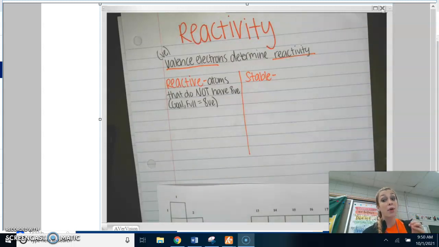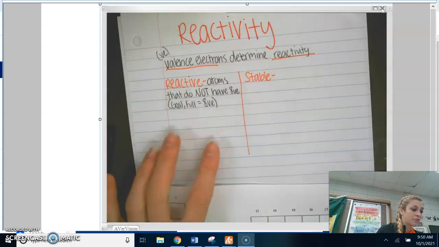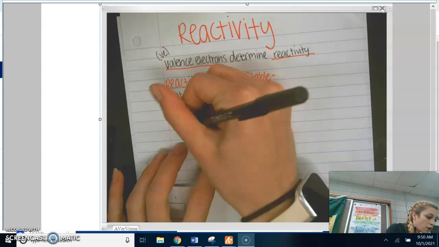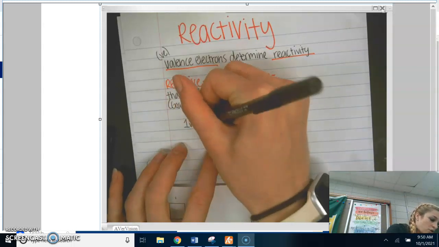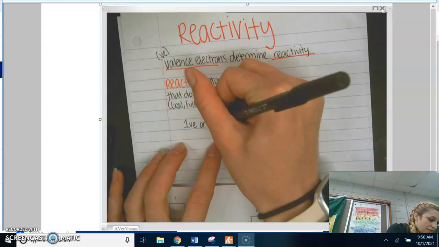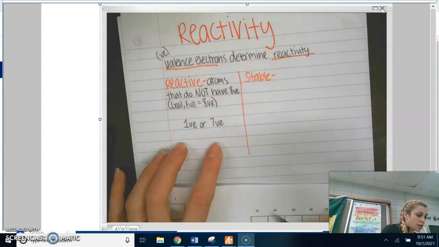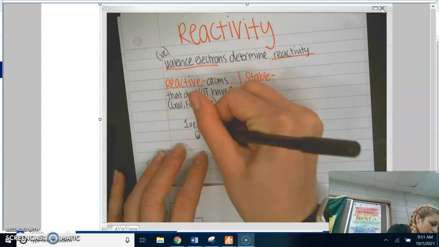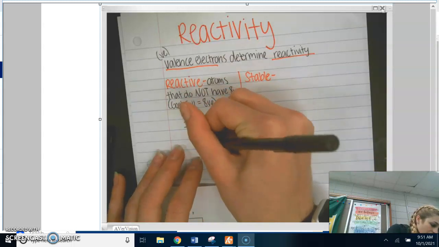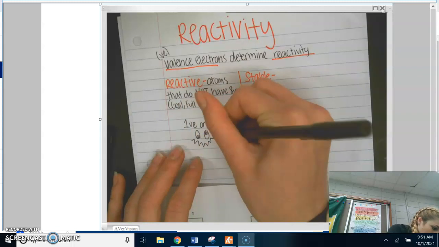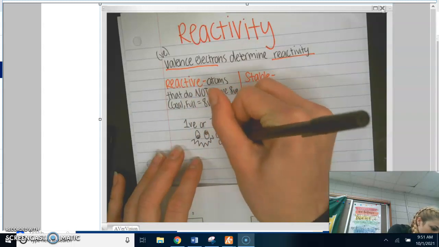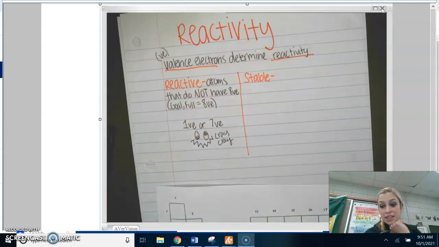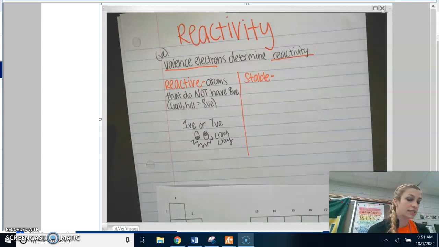The ones that are the most reactive, highly reactive, are the ones that have 1 VE or 7 VE. These ones, draw a crazy face. These ones are going cray-cray. Can you guess why those ones are the most crazy? The ones with 1 VE or 7 VE.